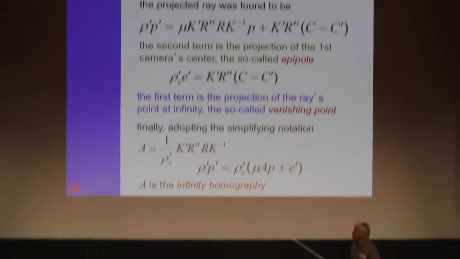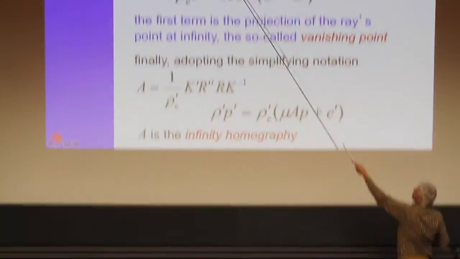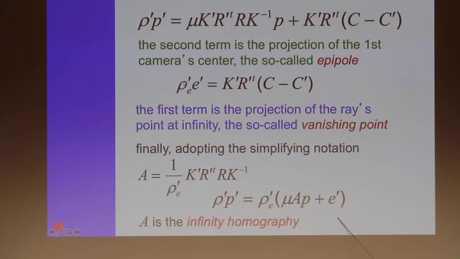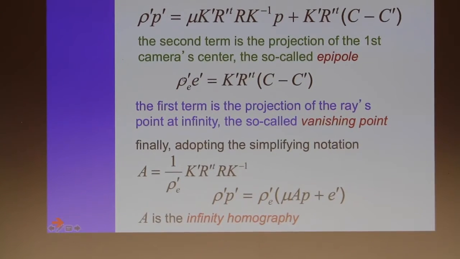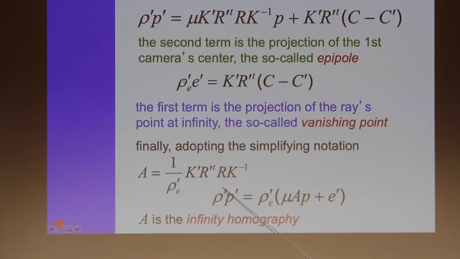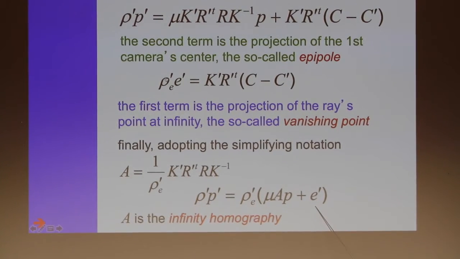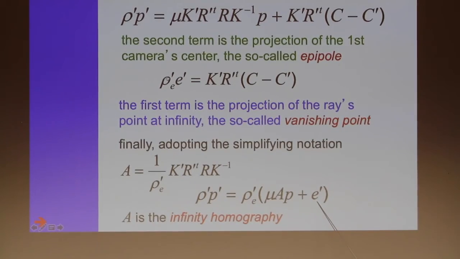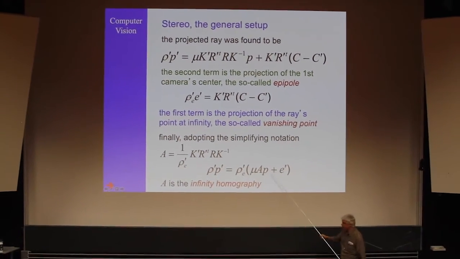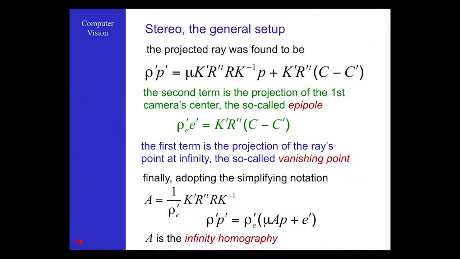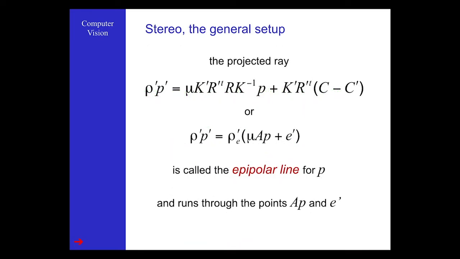And then we can summarize that lengthy equation here by this shortened version, but it means exactly the same. With A here, that infinity homography, so that product of 4 matrices, and then the epipole, E prime. And again, not dependent on P. Here, P is only here. Okay, so this is a summary of the epipolar line for a point P in the first camera.